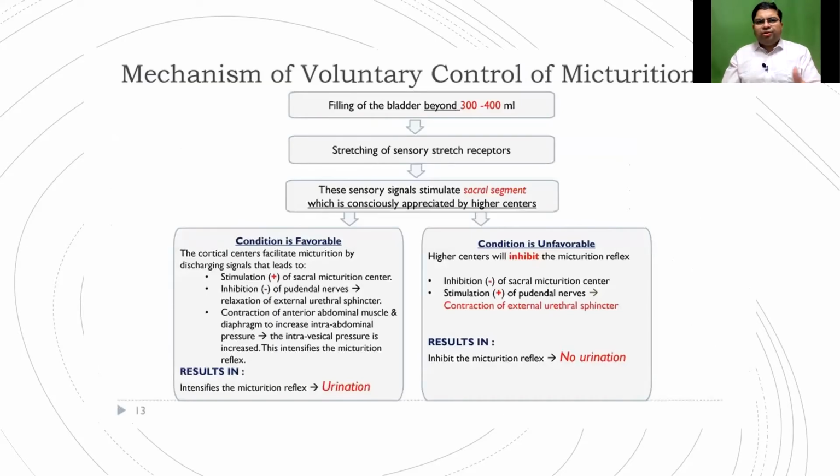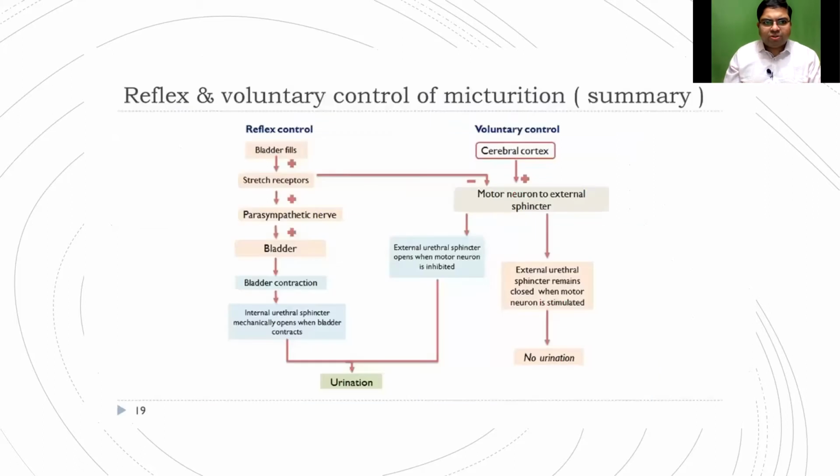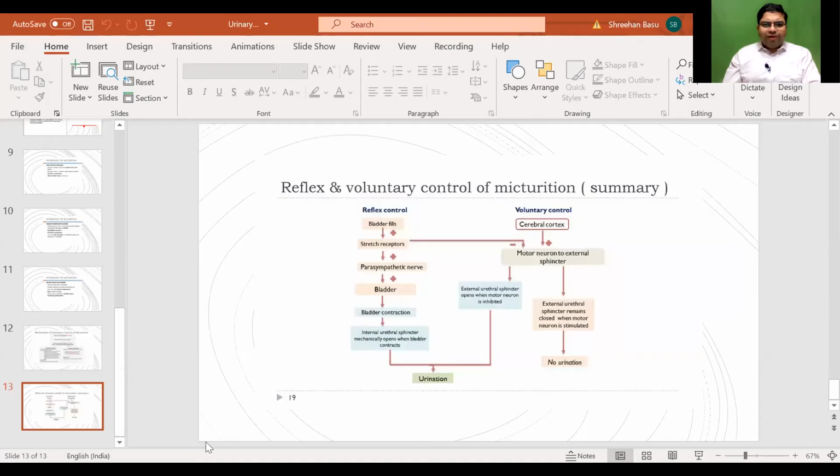So this is about the voluntary control. It all depends. With more than 400 ml, the stretching of the sensory receptors sends signals to the sacral cord and to the higher centers. It all depends. If the condition is favorable, there is urination; if it becomes unfavorable, no urination. It all depends on the central cortex, depending upon the effect of the pons. So this is in very short, about right.